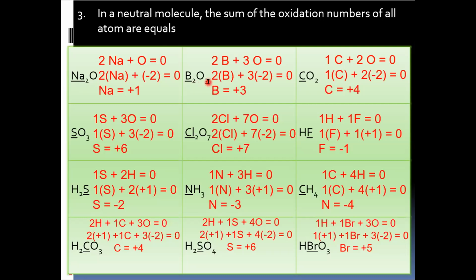You can see in this boron oxide, you can also see that by the time you sum them, the oxidation number will always be equal to 0. So put that at the back of your mind. So let's see, how can I find out the oxidation number of sodium in this case?